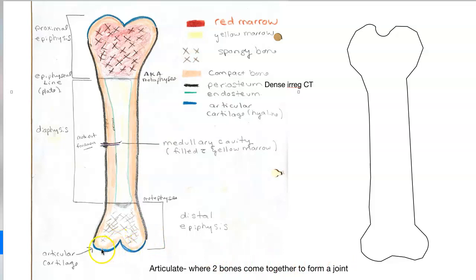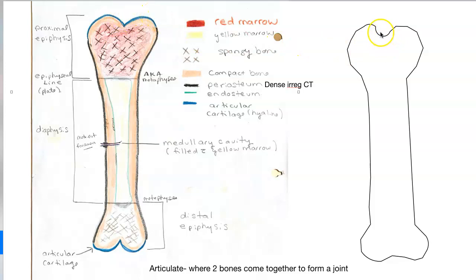Articulate, so this is articular cartilage on both ends of the bone. Because this bone is going to be articulating with the bone above it, and this bone is going to be articulating with a bone below it. So, what kind of cartilage covers the ends of long bones? This is hyaline cartilage. But in this location, we are calling it articular cartilage because it's where the bones articulate.